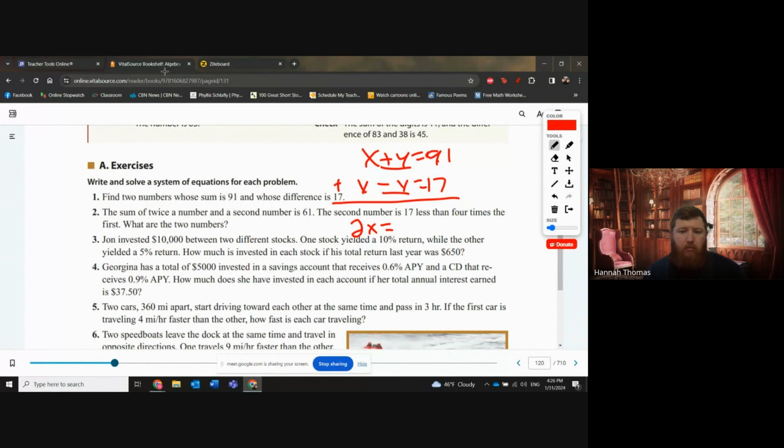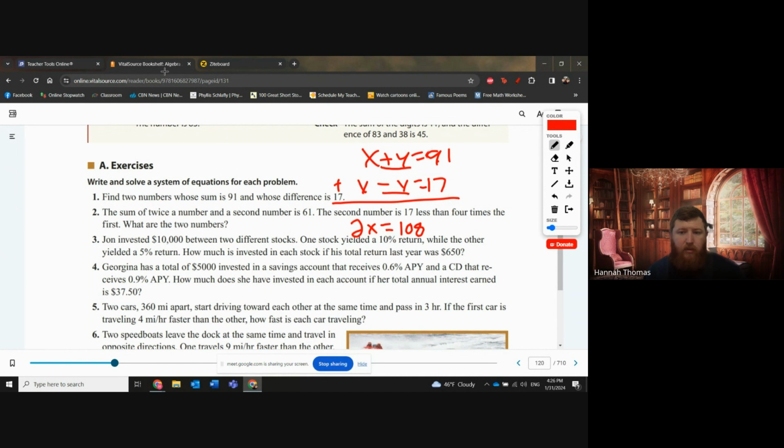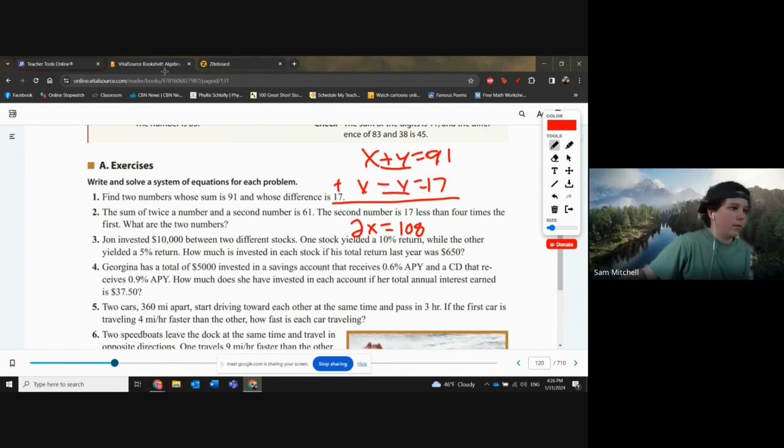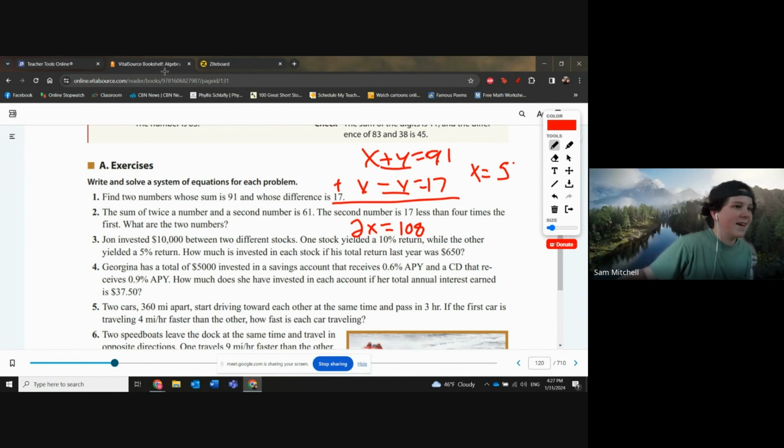what is that? 108? Hold up, 91 plus 17. I think so. 108. And then when you get x by itself, 108 divided by 2. Isn't it 216? You multiply by 2. Oh yeah, my fault. All right, 108 divided by 2. There we go. We get 54.